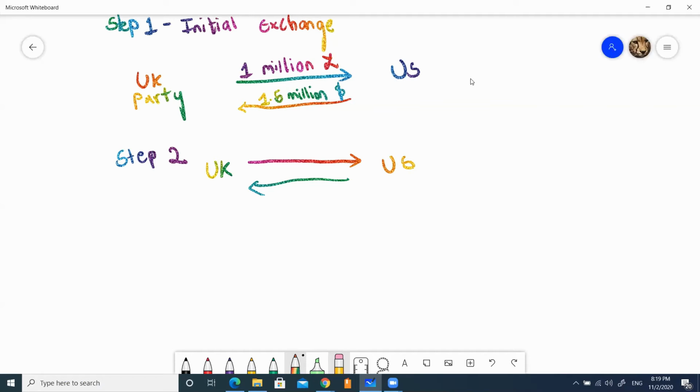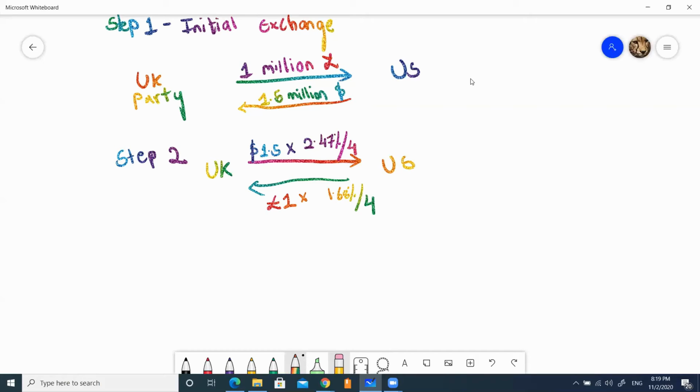And how are they going to pay it? The UK party has borrowed in dollars, so it is going to pay them back $1.5 million multiplied by the US quarterly rate, which is 2.47 percent divided by 4. Now we are taking only the quarterly rate. Similarly, the US party is going to pay the UK a coupon on the £1 million that they have borrowed multiplied by their quarterly rate, which is 1.68 percent divided by 4. This transaction is going to take place in step number 2.